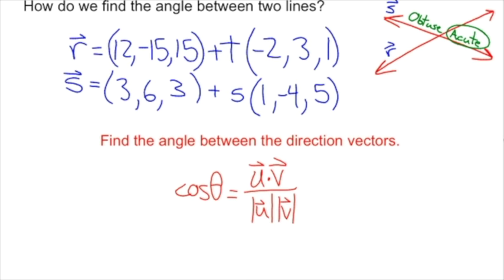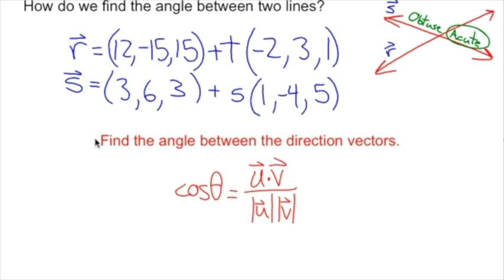So let's first of all consider, if we're talking about intersecting lines, how would we find the angle between those two lines? Here we have two lines: the line r, which is 12, negative 15, 15, plus t times negative 2, 3, 1, and the line s, which is 3, 6, 3, plus s times 1, negative 4, 5. Notice here I'm using two different parameters. This variable that we use for time is known as the parameter, if you recall. I'm using two different ones because I don't want to ever assume that the times are the same here.